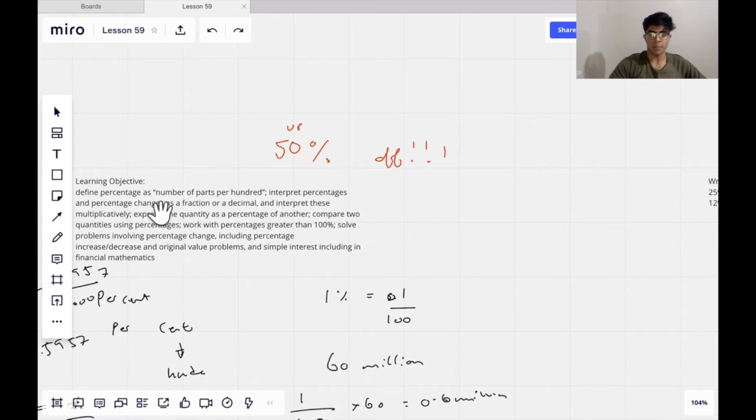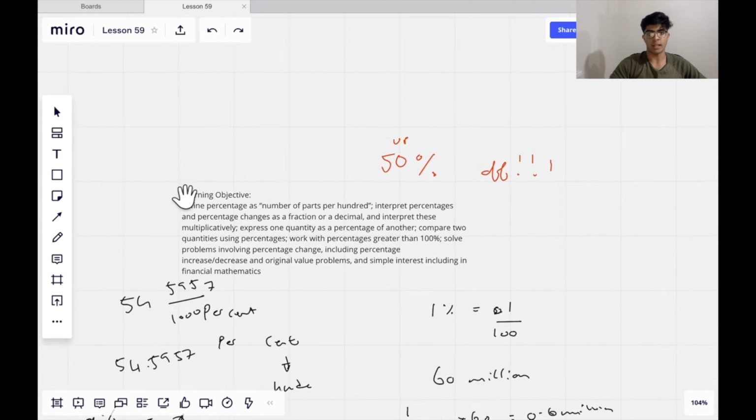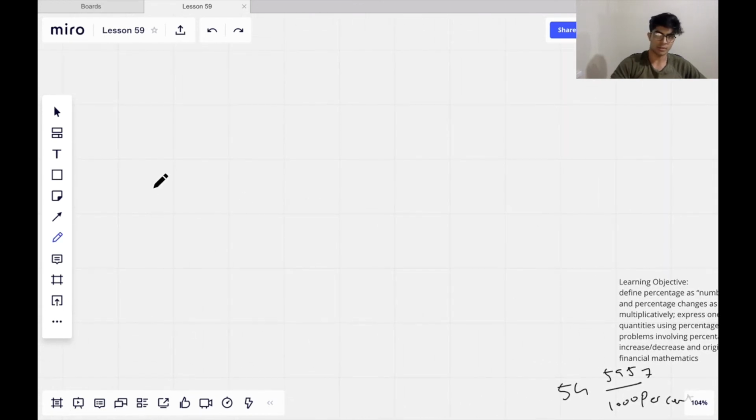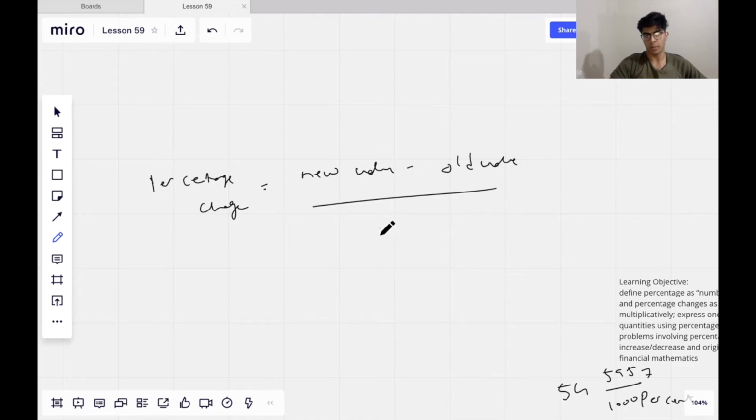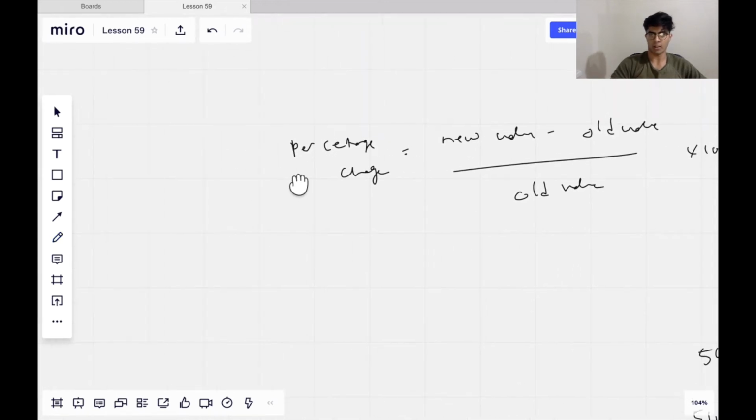So a percentage change, the way we can calculate it, there's actually a formula for this. So we have percentage change is equal to new value minus old value divided by old value times by 100. So this is the formula for percentage change. You'll see why this is in a second. You basically never have to write this formula out because it's almost intuitive in this sense. So let me explain where it comes from.